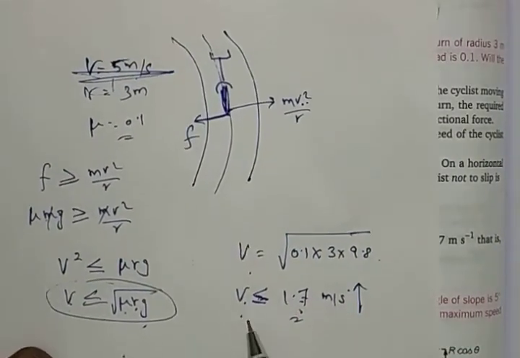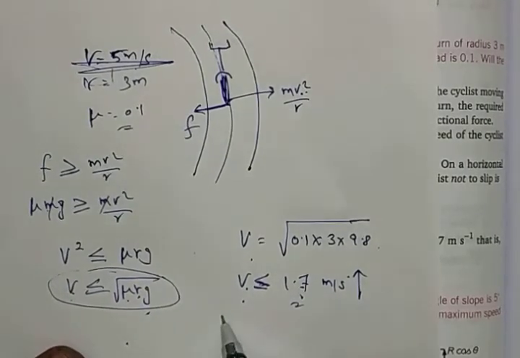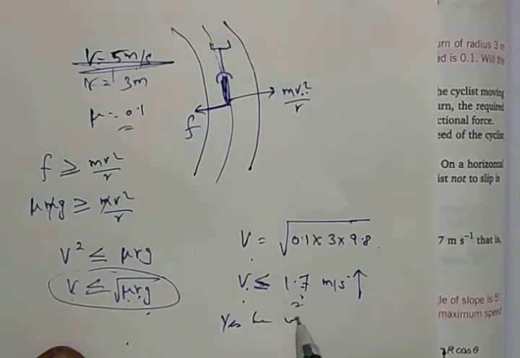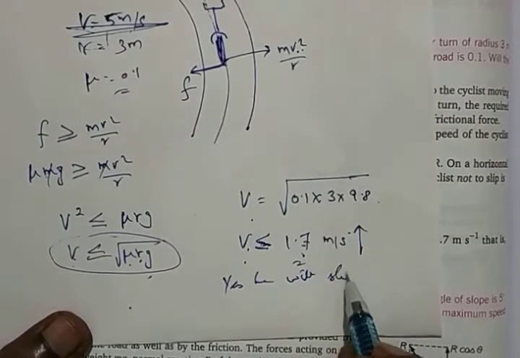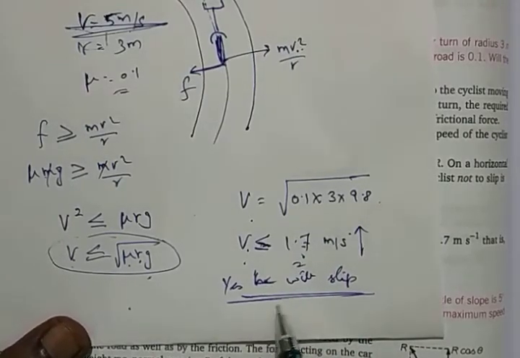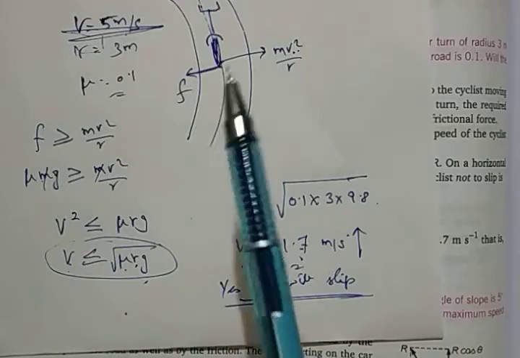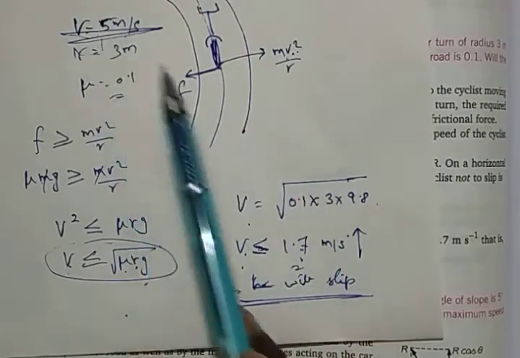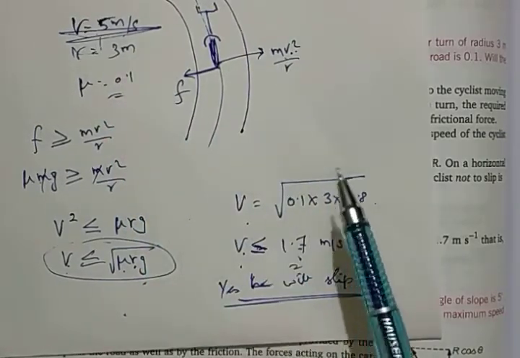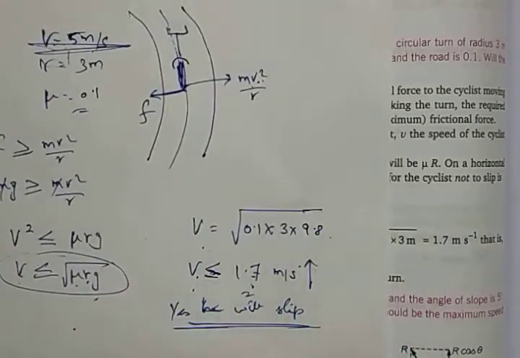Now he will fall or not? Yes, he will fall. So what will we write as the final answer? Yes, he will slip. Right? He will slip. That's the final answer. Hope you are able to get this idea. Remember, whether he will slip or not, you find out the velocity. If the velocity is higher, then he will slip. If the velocity is within this limit, then he will not slip. Okay. Can you go to the next question?